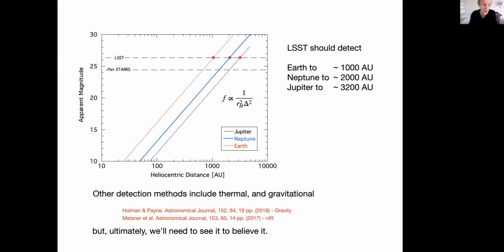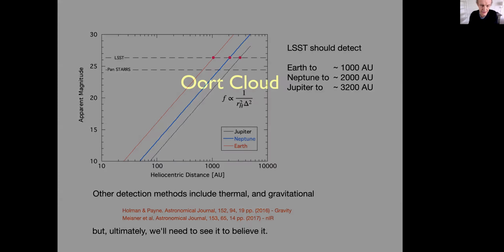You can use thermal radiation. If you can go to appropriately long wavelengths, then you only have the inverse square law, not the inverse fourth law, to worry about. You can use gravity. You can use the existence or non-existence of gravitational deflections from distant bodies to put limits on those bodies that might exist out there. But I think the bottom line is we'll have to see it in order to believe it.